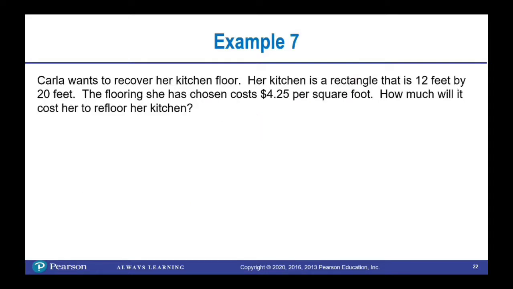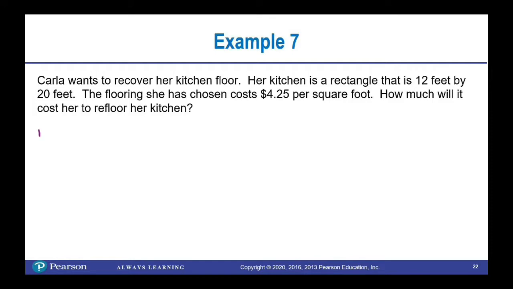And last, we have an application. Carla wants to recover her kitchen floor. Her kitchen is a rectangle that's 12 feet by 20 feet, and the flooring she's chosen costs $4.25 per square foot. We want to know how much it is going to cost Carla to refloor her kitchen.